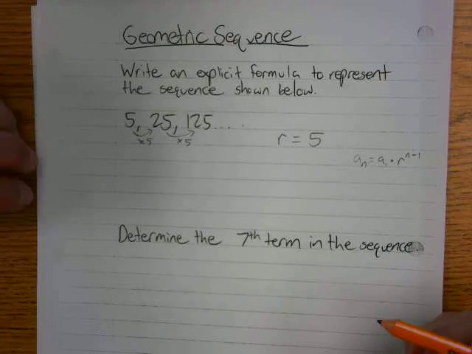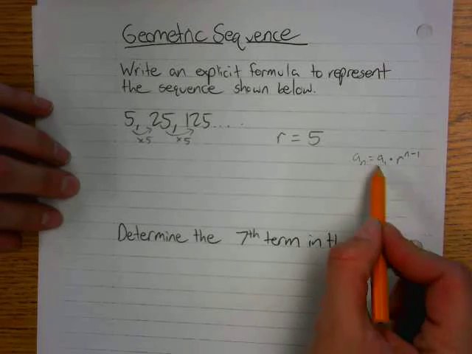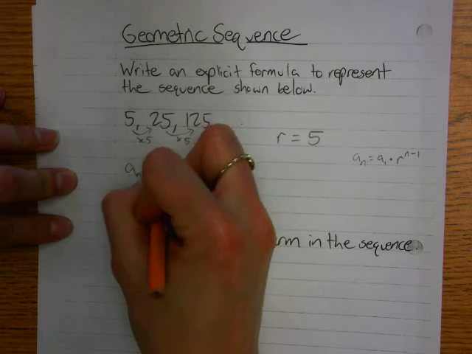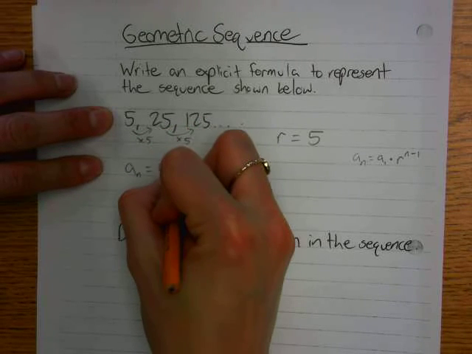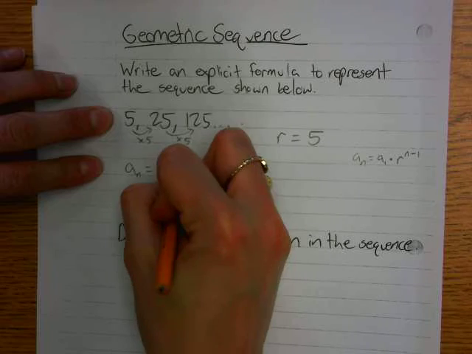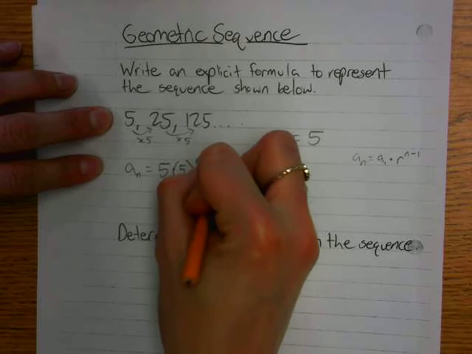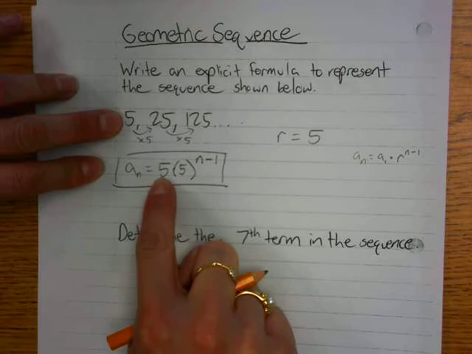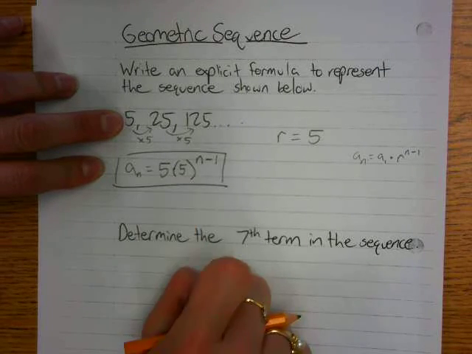Okay, cool. So if I want to write this for general terms of n, I would say a sub n equals my first term, which here is 5, times my common ratio, which is 5 also, to the power of n minus 1. So just be careful here, keep it straight. This 5 came from a1, this 5 came from my common ratio.